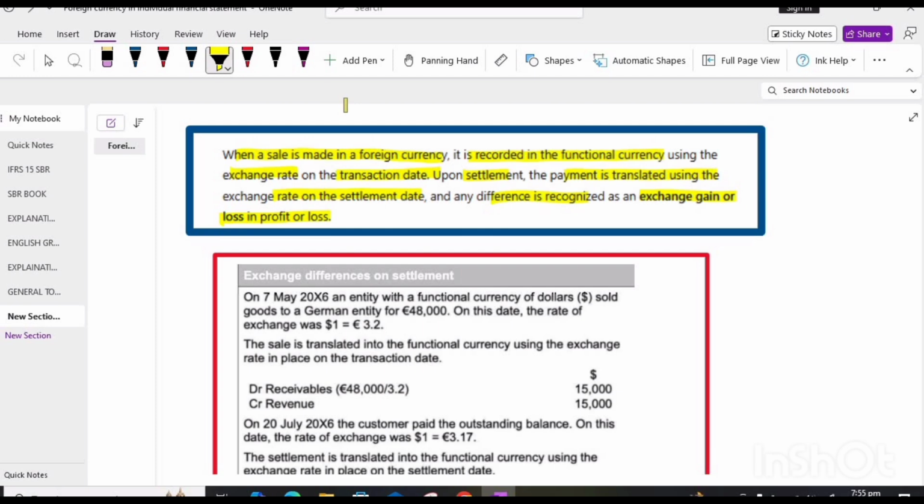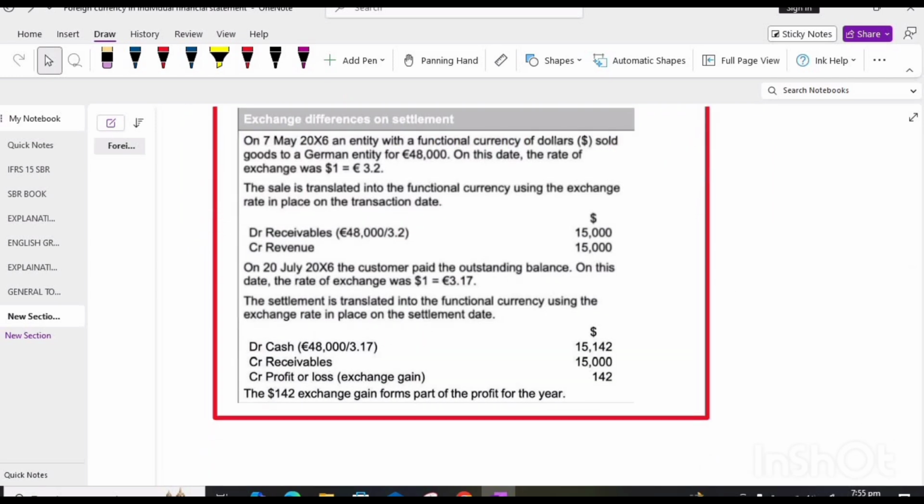Upon settlement, the payment is translated using the exchange rate on the settlement date, and if there is any difference between the initial transaction rate and the settlement date rate, that should be charged to profit or loss. Now here we have an example. You see here, this is the example illustration for the exchange differences on settlement.